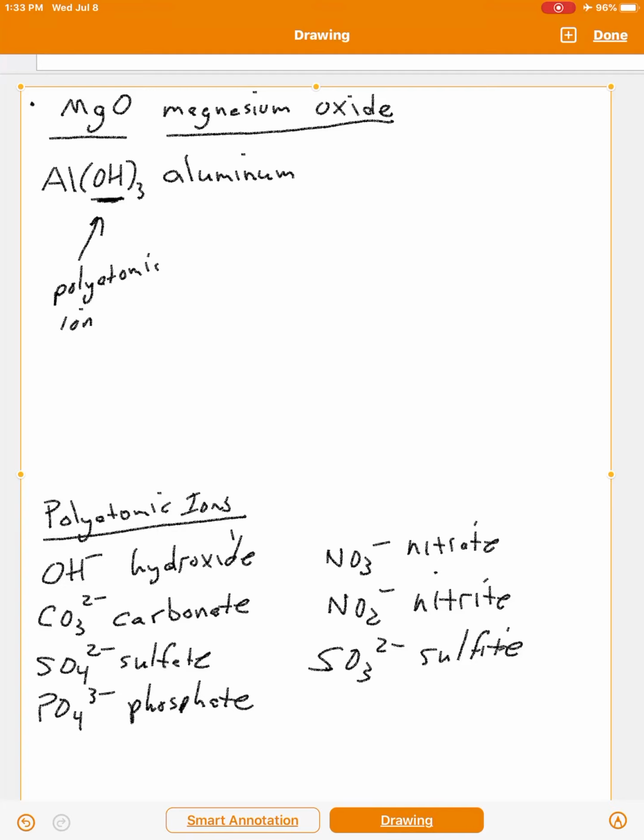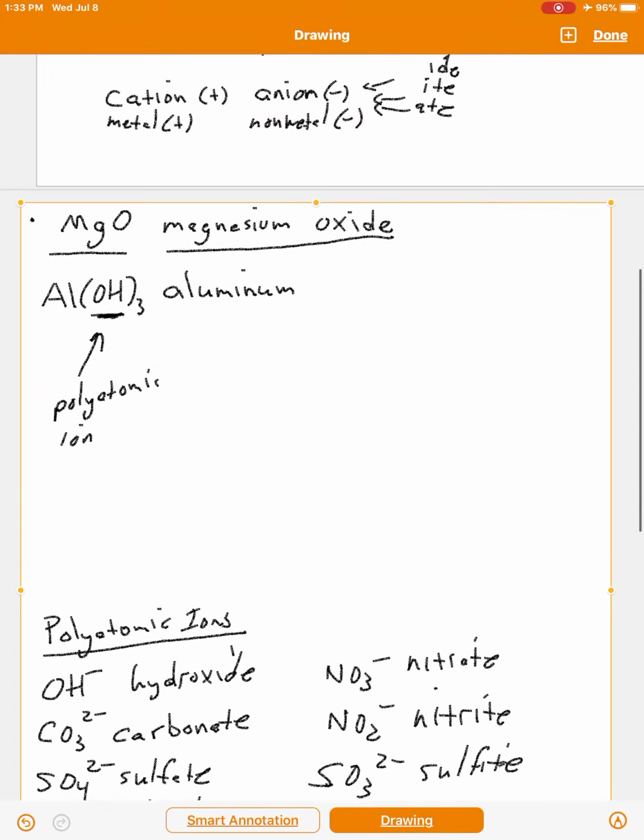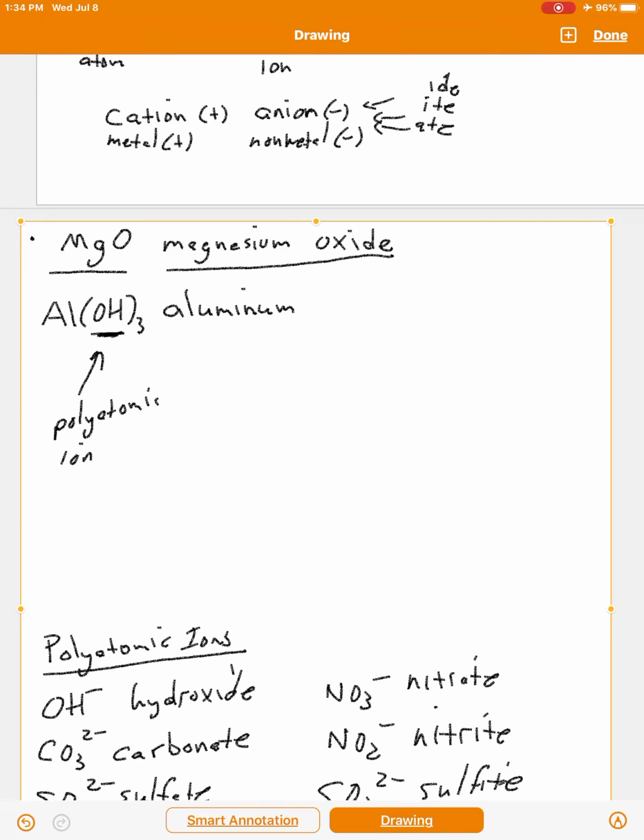When you read through the section, you'll see a list of a lot of polyatomic ions. You want to know all those polyatomic ions. Learn them all. Okay? So here, the endings are already done. OH is hydroxide. CO3 is carbonate. SO4 is sulfate. PO4 is phosphate. NO3 is nitrate. NO2 is nitrite. SO3 is sulfite. And again, there's others. So it's OH, so you just call it hydroxide. Very simple.